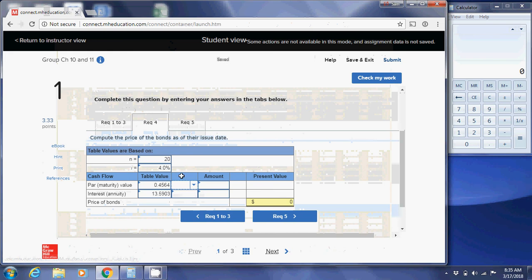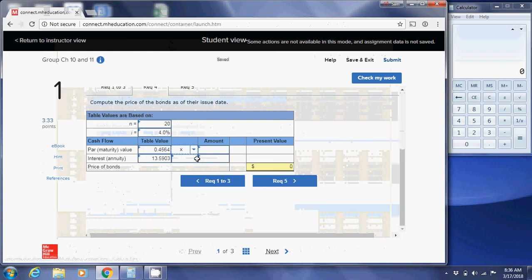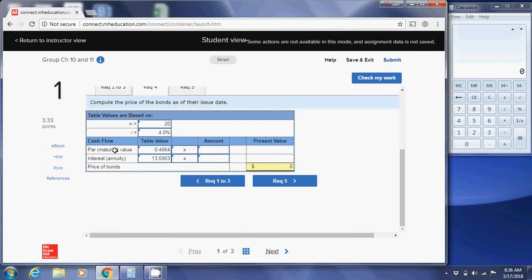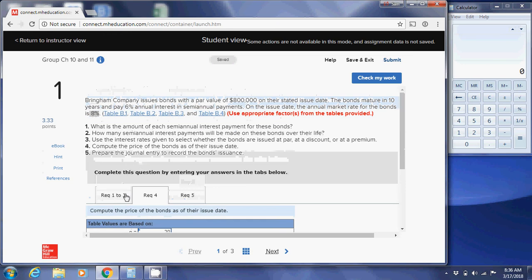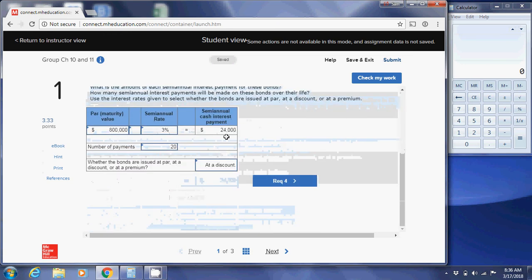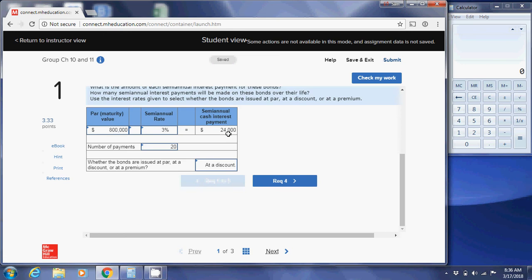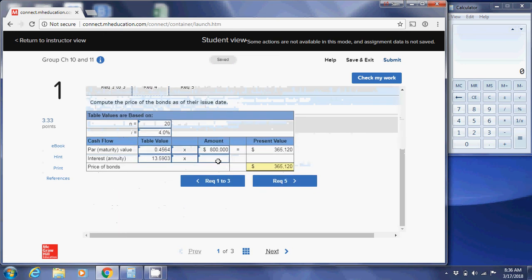All right. So what are we going to do with these things? In both of these instances, we are going to be multiplying. That is going to be our operator because these are factors that we're using. And what amount? Well, this par value is on the lump sum due at a future date. That's $800,000. And then the interest, this factor is going to be multiplied by each periodic payment. Well, we did that in requirement 1 to 3. We calculated that each payment was going to be $24,000. So that's what we're looking for right here, $24,000.